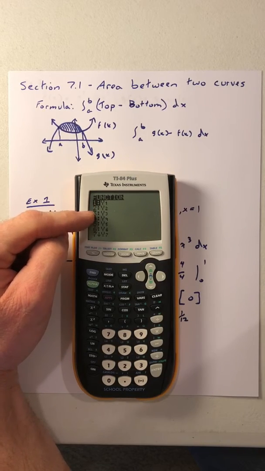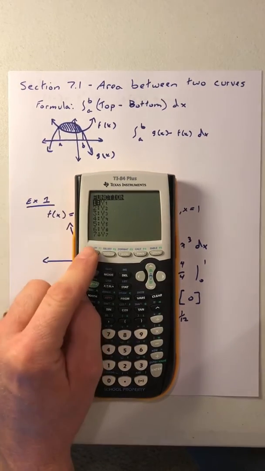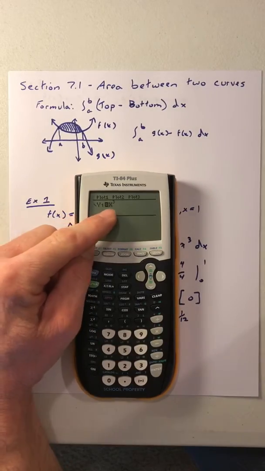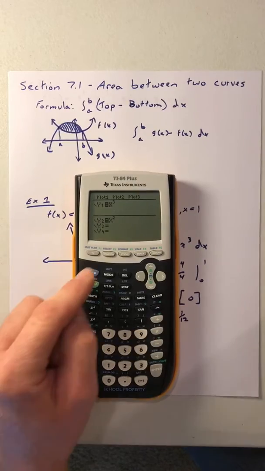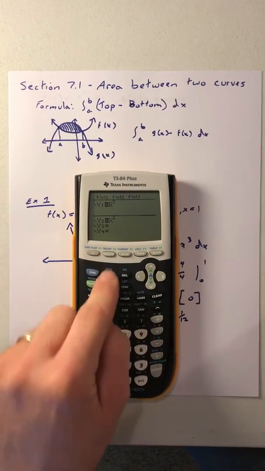All I got to do is remember which function was which. If I go back to y equals, my y1 was x to the third. So I want y2 minus y1. So again, I'm going to go and quit.